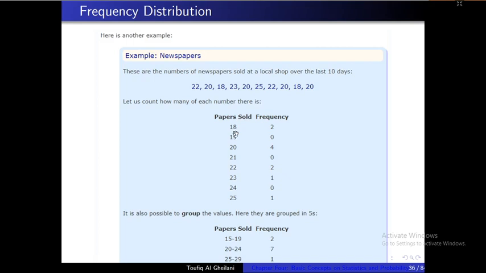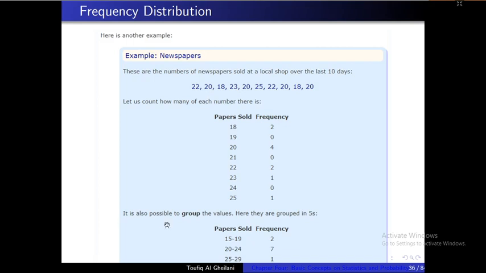Papers sold, 18, frequency 2. Look, 1, 2. 19, because we put them in order, there's no 19, so the frequency is 0. 20 newspapers, 4 times, frequency 4. Why? 1, 2, 3, 4, and so on.